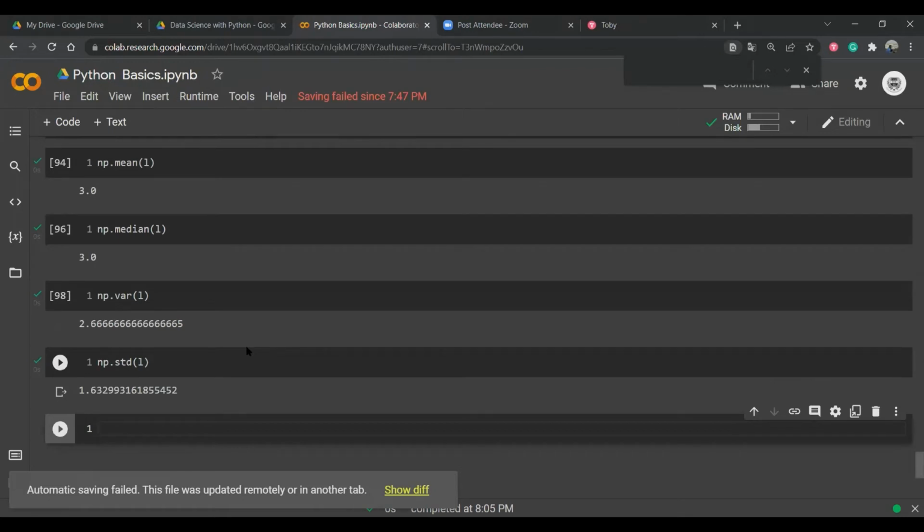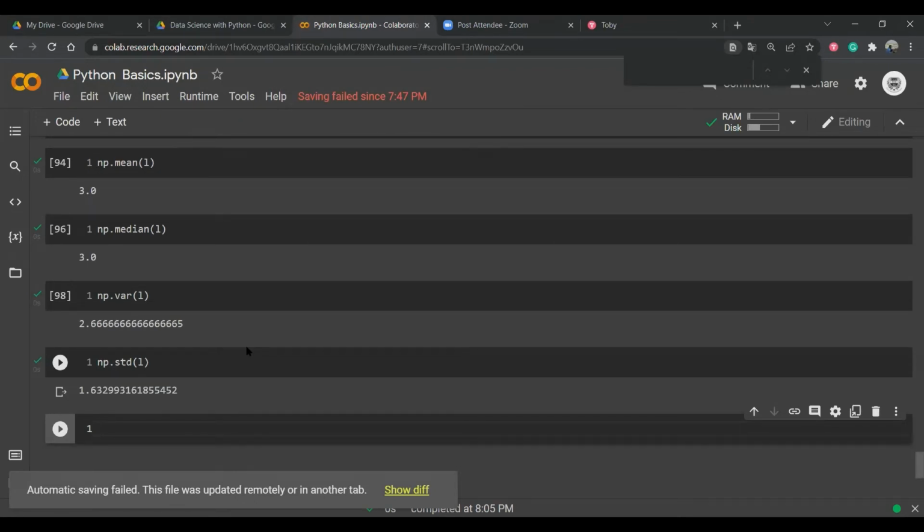Okay, so even NumPy has a lot of things which you can do with its help. After today's session, I will give you the drive link, and in that drive link I will put two notebooks for sure. One notebook covers the entire data types of Python.